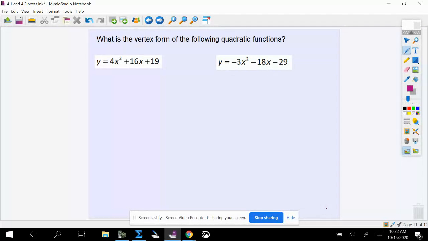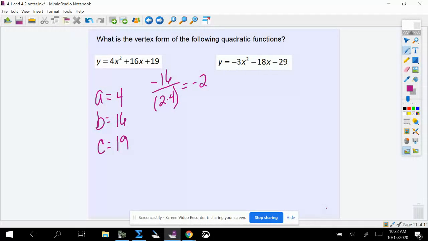Well, now I need to find the vertex because I can't write it in vertex form unless I know where the vertex is. So my A is 4, my B is 16, and my C is 19. The formula that I used last video, and I'm going to keep using it, is the opposite of B over 2 times A. That is a formula that gets used a ton. So you have negative 16 divided by 8, which is negative 2. Here's where the calculator comes in.